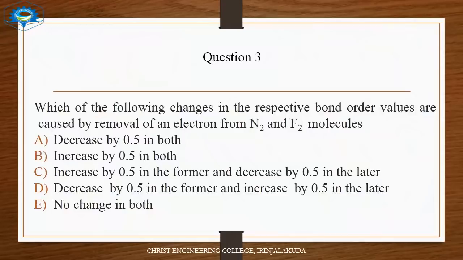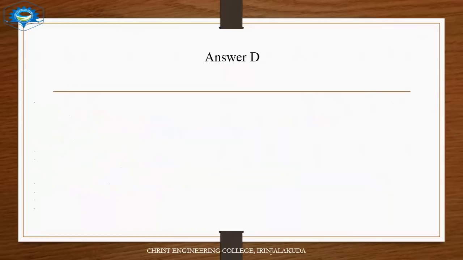Option A, decreased by 0.5 in both, that is in both N2 and F2. Option B, increased by 0.5 in both N2 and F2. Option C, increased by 0.5 in the former, that is N2, and decreased by 0.5 in the latter, that is F2. Option D, decreased by 0.5 in the former, N2, and increased by 0.5 in the latter, that is F2. And for the last option, no change in both N2 and F2. So what will be the answer?